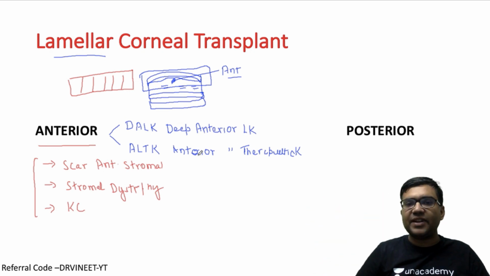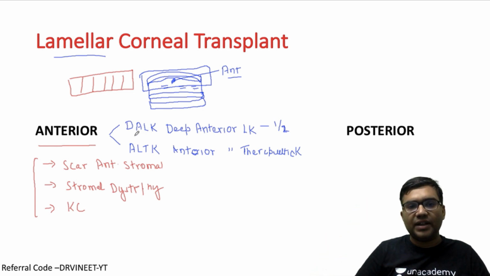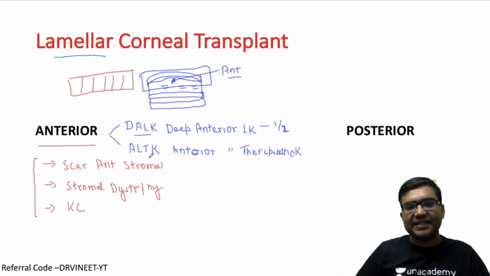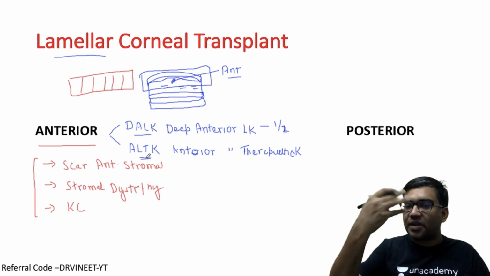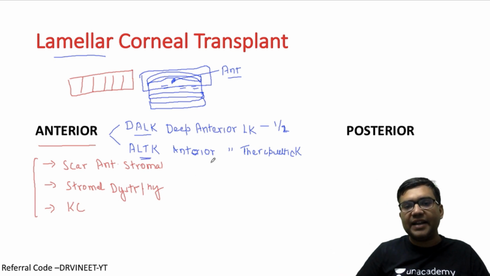So what is the difference if more than half of the stroma is removed? Okay, so if the opacity is at the level which is deep stromal, then we do DALK, and if the opacity is at superficial level, okay, superficial stroma, then we do anterior lamellar therapeutic keratoplasty.